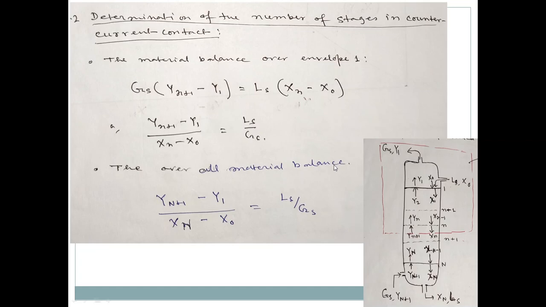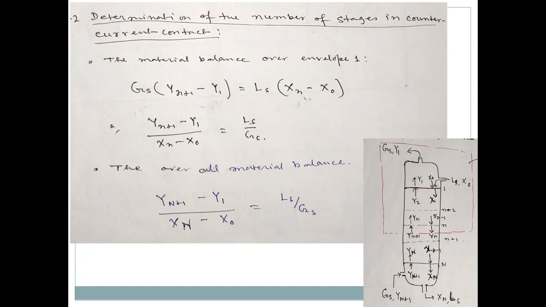Now if you take the overall balance, the whole cell, then small n will change to capital N. Only that will change: Yn+1, capital XN, and Y1. This will be your material balance, isn't it?